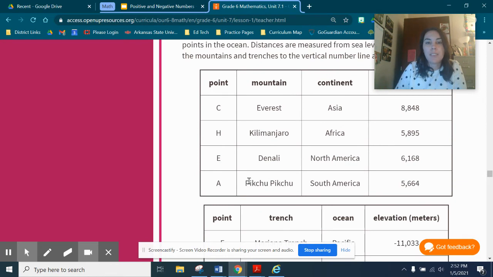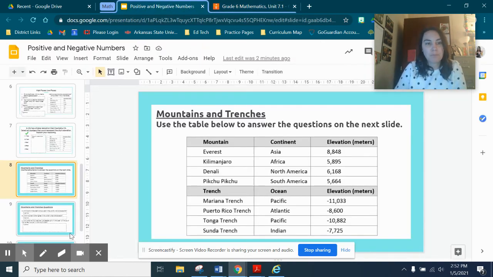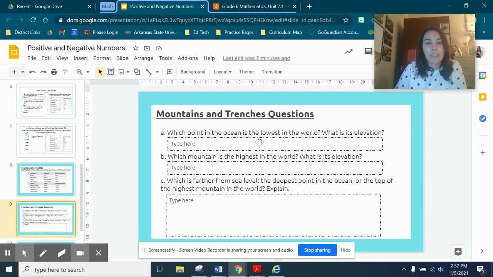Okay, so for example, it says A is Pikachu Mountain in South America. Its 5,664 elevation would be A. So right here is South America, 5,600. So we can see right here it says 4 equals 4,000. So that would be 4, but it was 5,664, so it'd probably be somewhere in the middle. Okay, and this part is optional. You don't have to do this, and you can check to see if you're right. You can tell all those are wrong because I haven't moved them. But that's how that works. If you want to do this part of the activity, I'll leave that down there. If not, you can just answer these questions about the statuses here.